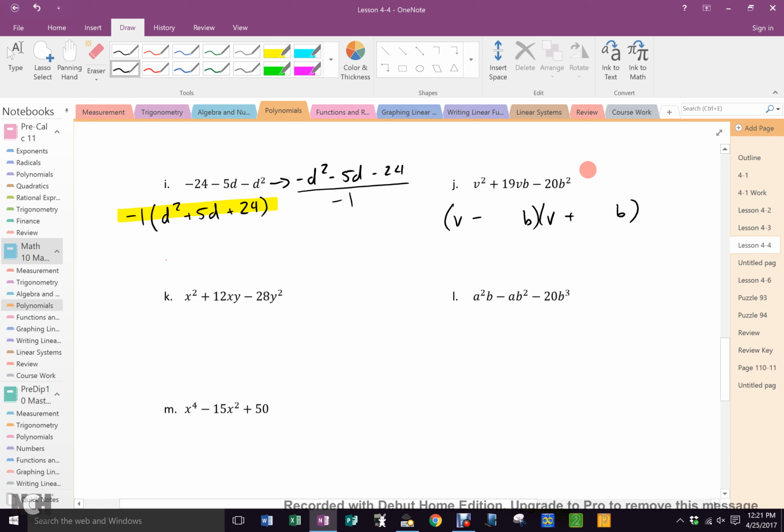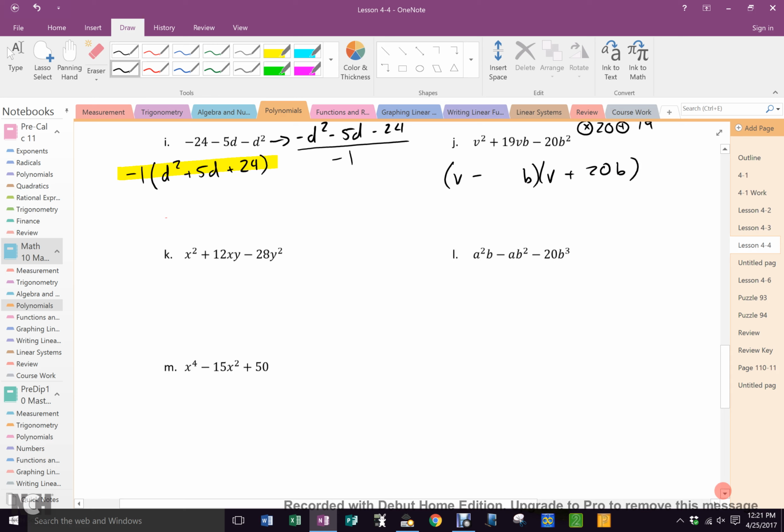Negative, positive, and I need numbers that multiply to what? 20 and add to what? 19. Which is it? 20 and 1, isn't it? I need positive 19, so it must be negative 1b plus 20b. Everybody got it? So you guys do K. Because K is exactly the same as J. You should have no problem doing it.